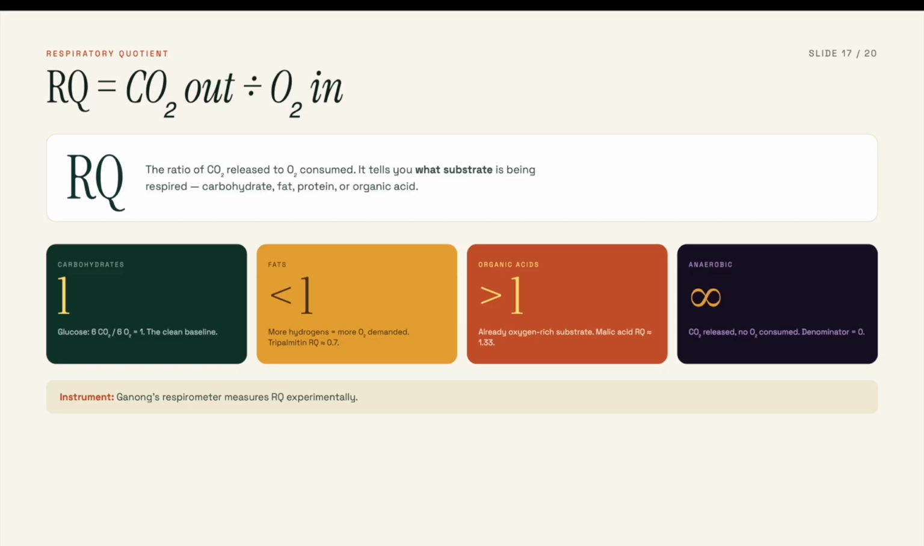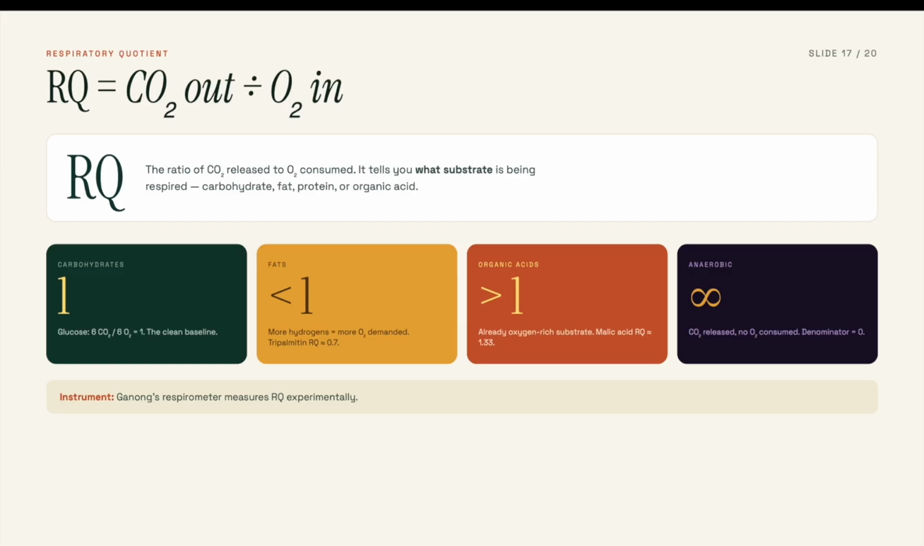Fats have a lot of hydrogen atoms, so they need more oxygen for complete oxidation. For protein, RQ is about 0.8, variable depending on amino acid composition. For organic acids like oxalic acid, RQ is greater than 1. These molecules are already partially oxidized, so they need less O2 relative to the CO2 produced. For anaerobic respiration, RQ is infinity because CO2 is released but no oxygen is consumed.